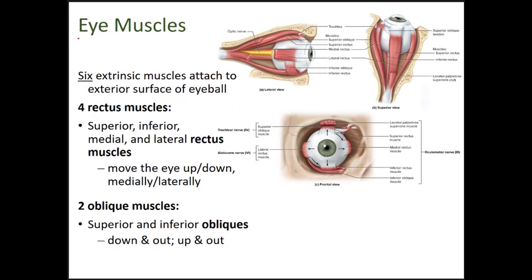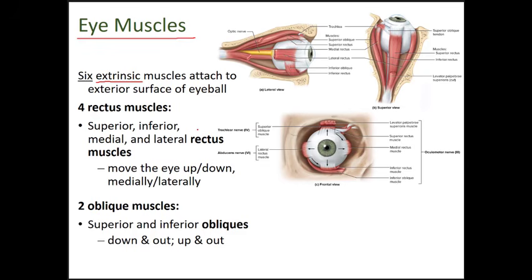We have muscles in our eye that allow for movement of our eye in many different directions. We have 6 extrinsic muscles. These are meaning that they're on the outside of the eye versus intrinsic ones that would be within the eye. We have 4 rectus and 2 oblique muscles. The 4 rectus muscles include superior, inferior, medial, and lateral, and that just infers their location. So it's either found superiorly, inferiorly, medially, or laterally.